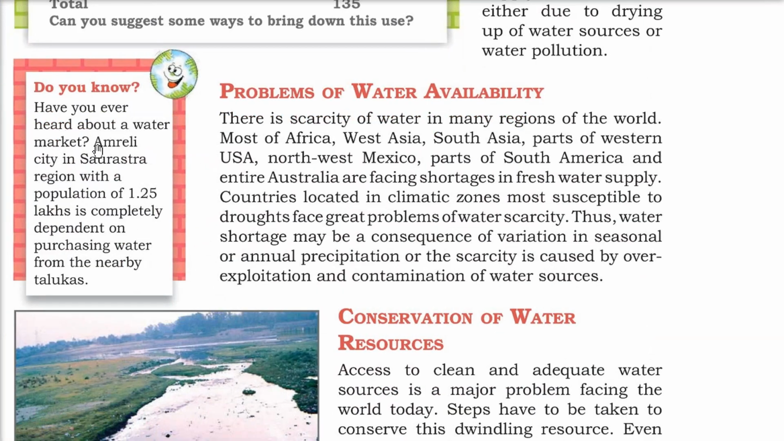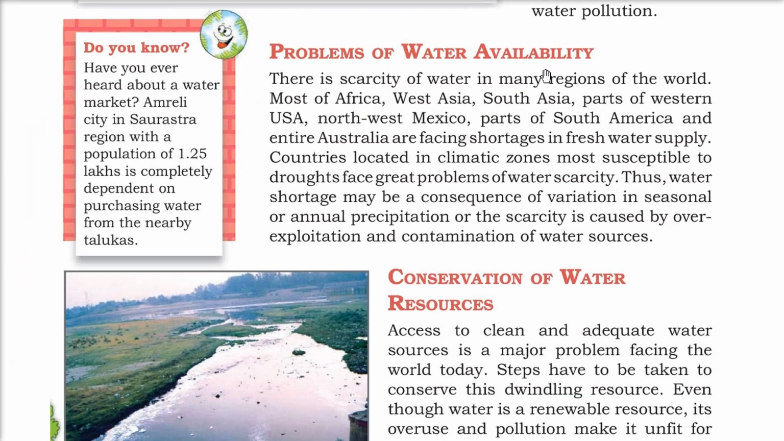Have you ever heard about a water market? I'll just give you an idea. Amreli city in Saurashtra region has a population of 1.25 lakhs. And this population is completely dependent on purchasing water from the nearby talukas. Means they don't have water; they drink water, they use water by purchasing it, buying it. You can see the gravity of the situation. So there are problems of water availability.